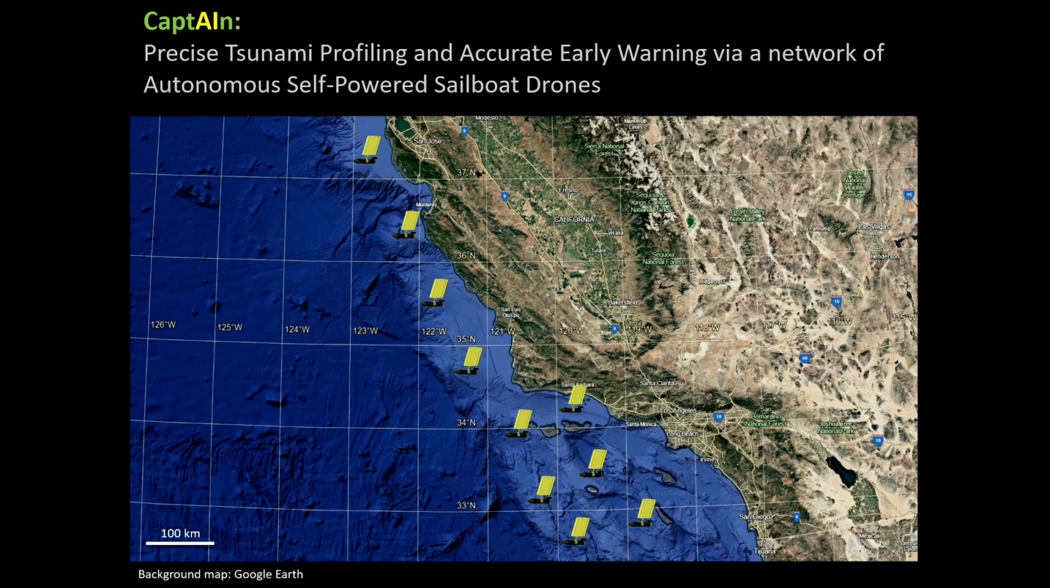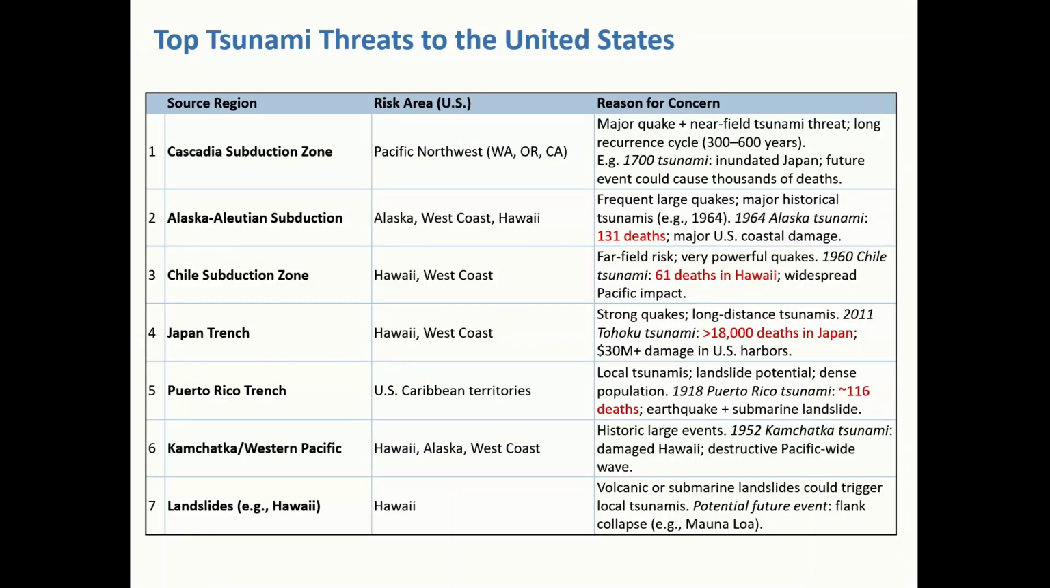So the project has two parts: the software, which is the algorithm, how we work with the equations, and the hardware, which is how do we make the boats and what kind of capabilities do they need to have? And it's a big picture talk, so I'm just going to talk about the high-level aspects of both problems and the challenges that exist in both. So: precise tsunami profiling and early warning, a network of autonomous self-powered sailboat drones.